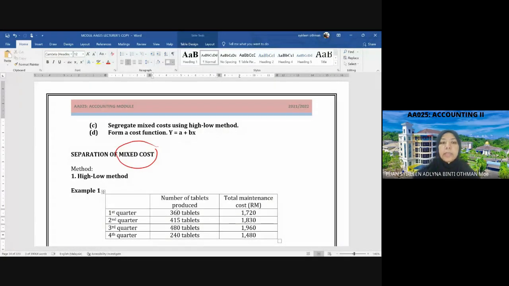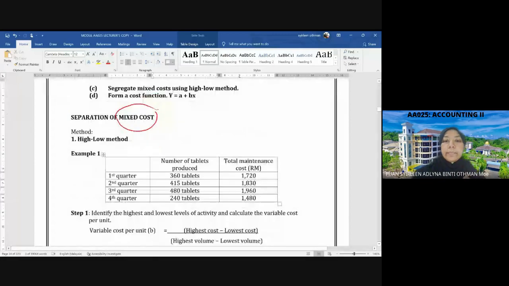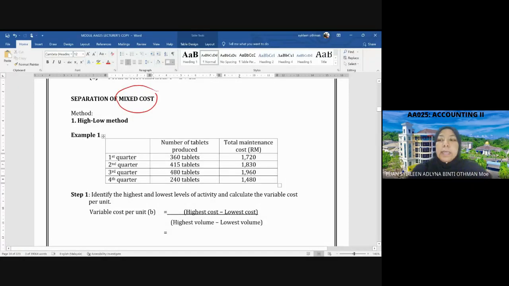Okay, alright. So let's say in example 1. Example 1 gives you one mixed cost. It gives only one mixed cost, it has not given the other costs. So you already have one mixed cost here. Now it gives the first quarter, second quarter, third quarter and fourth quarter. Quarter means within a year. So this is from January to March, then April to June, then July to September, then October to December. Okay, so number of tablets produced.